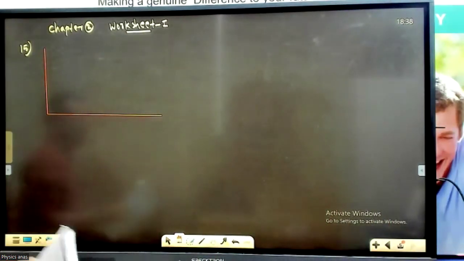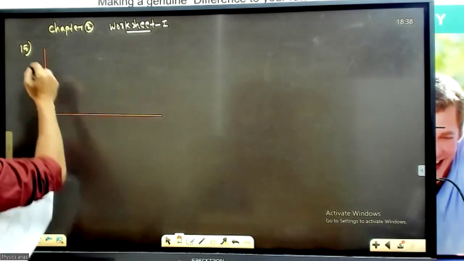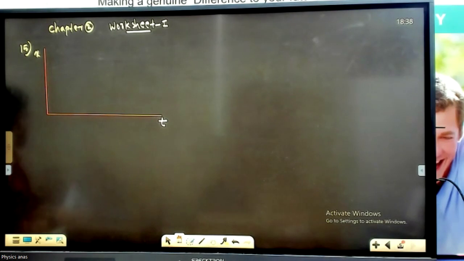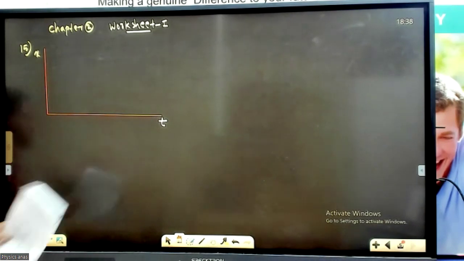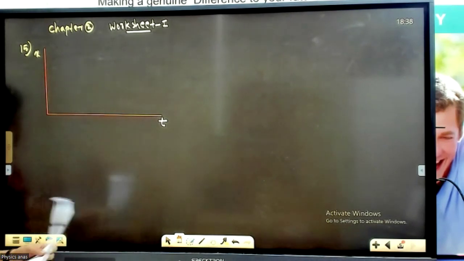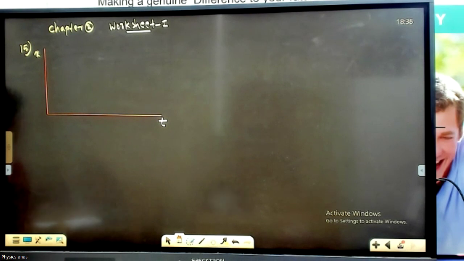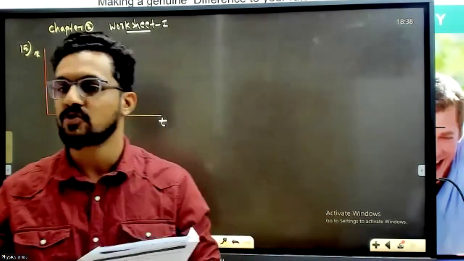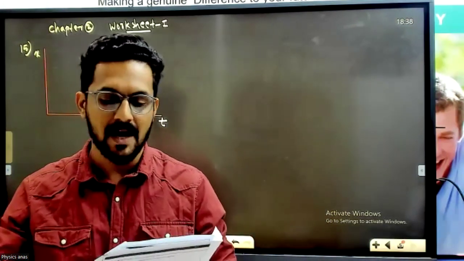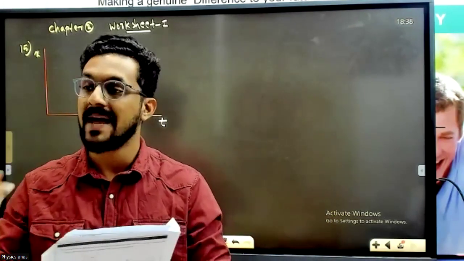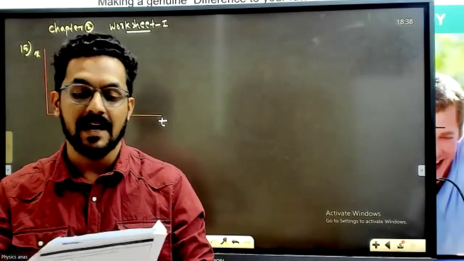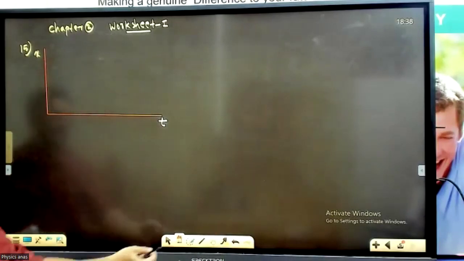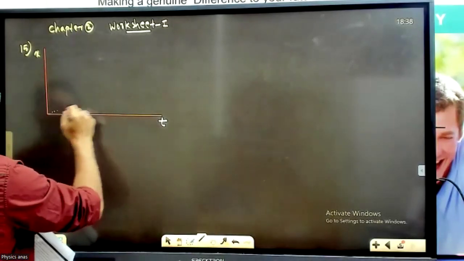So they are talking about a displacement time graph. I am taking displacement here and time here. Is that okay? Displacement time graph, position time graph. Then A and B are two particles. They are making angles with the time axis, and the angles are 30 degree and 45 degree. That is, A is making 30 degree with the time axis.